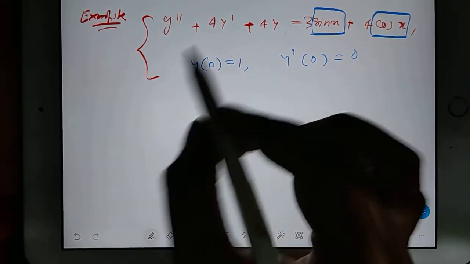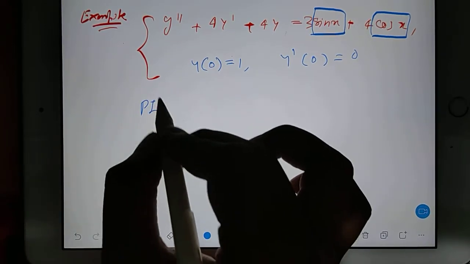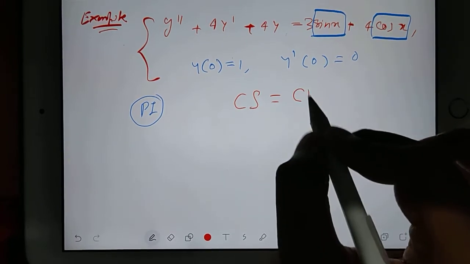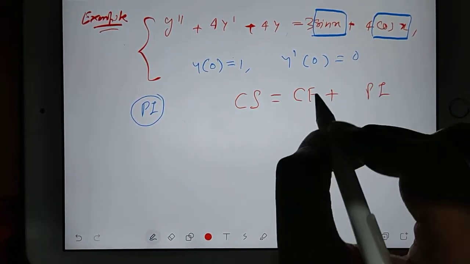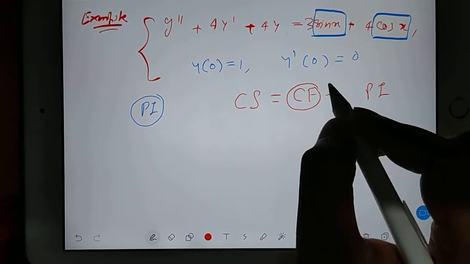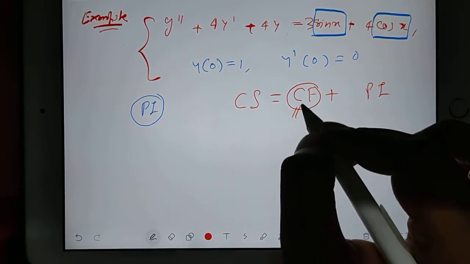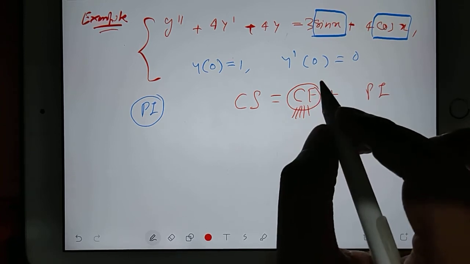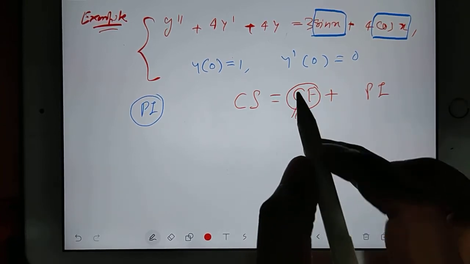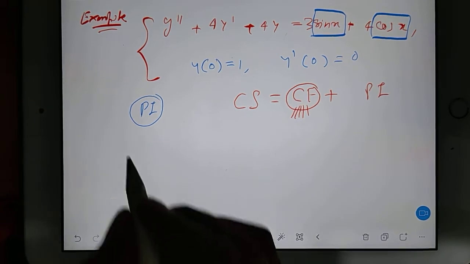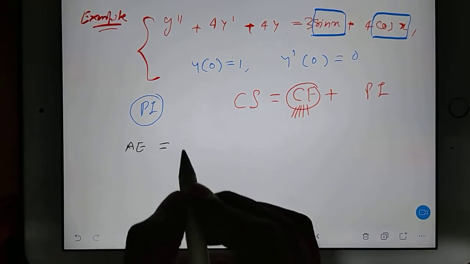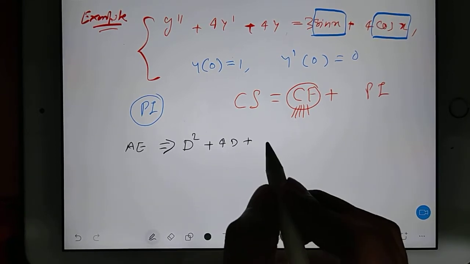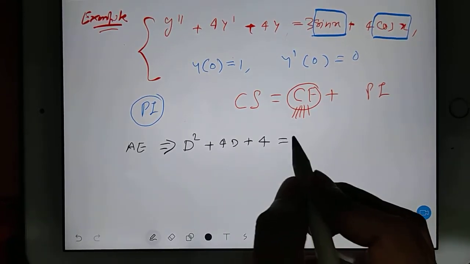Calculating PI is a different thing, but your complete solution contains the complementary function also along with PI, right? So don't forget the complementary function. Keep revising. First, you have to solve for the complementary function. How do we solve for it? We make the auxiliary equation. For this particular question, your auxiliary equation will look like D square plus 4D plus 4, put equal to 0.